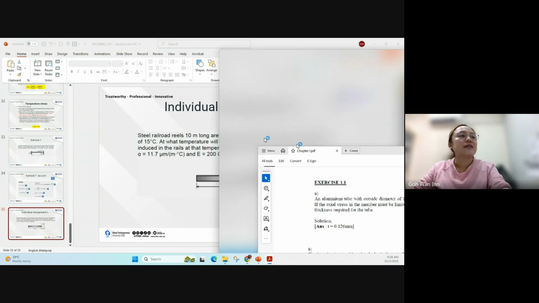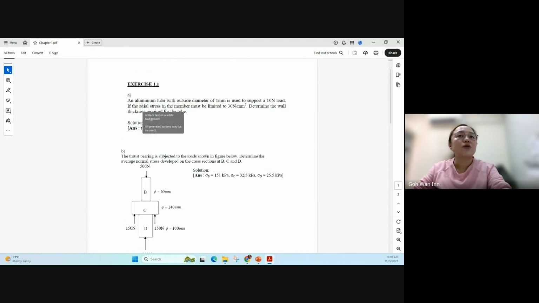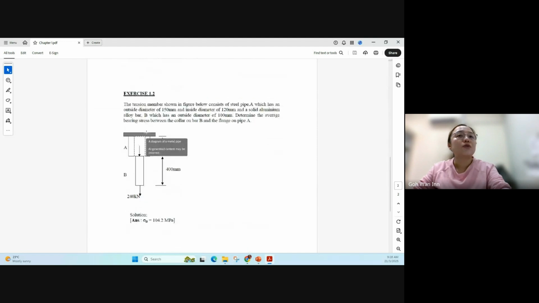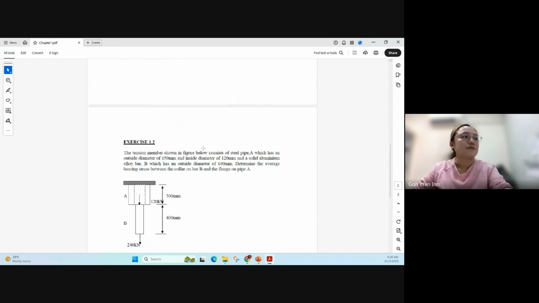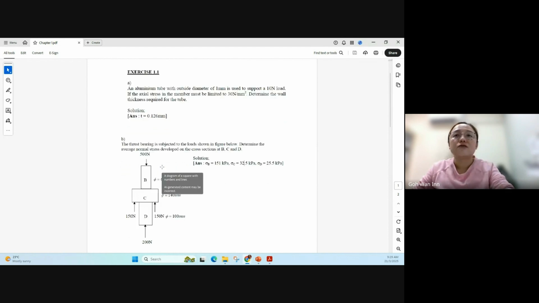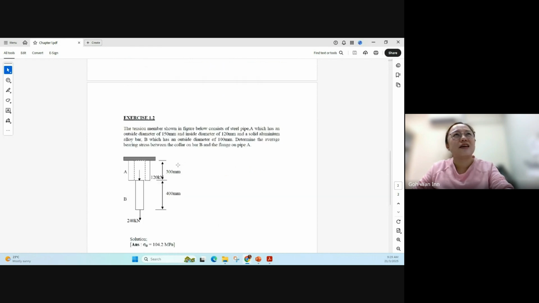Okay, so for assignment one, I already uploaded it in the author system. You will have exercise 1.1 A and B, and also exercise 1.2. These two exercises, after this class, you have to do and upload in the author system in assignment 1. Remember in assignment 1, just now I showed you the part that you have individual assignment. You do this and then we will discuss it in next Friday's class.